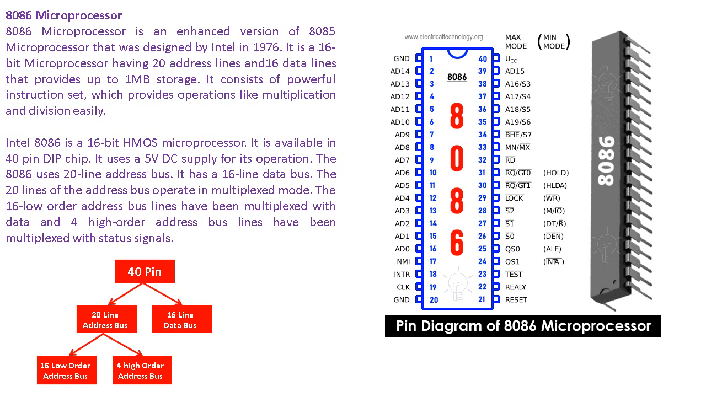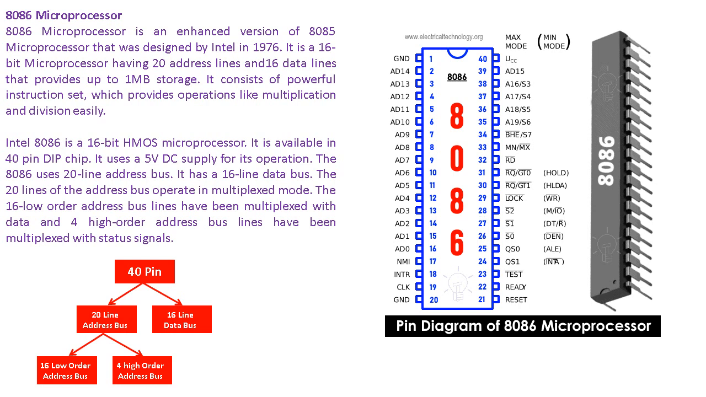Intel in 1976. It is a 16-bit microprocessor having 20 address lines and 16 data lines that provides up to 1 MB storage. It consists of a powerful instruction set which provides operations like multiplication and division easily. Intel 8086 is a 16-bit HMOS microprocessor. It is available in a 40-pin DIP chip. It uses a 5-volt DC supply for its operation.